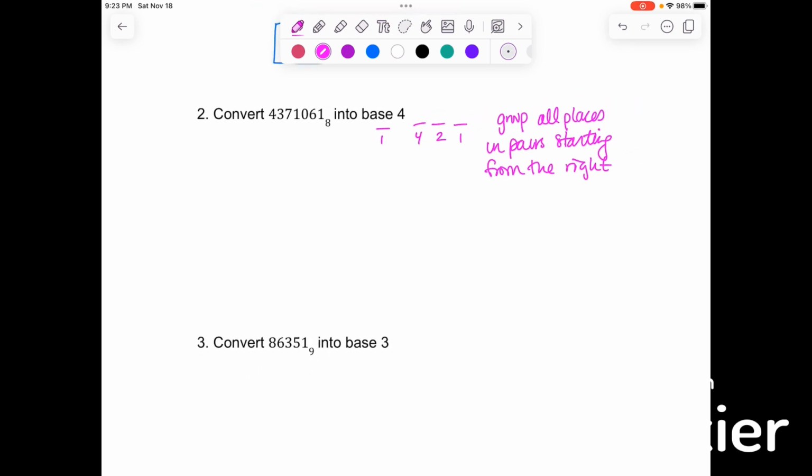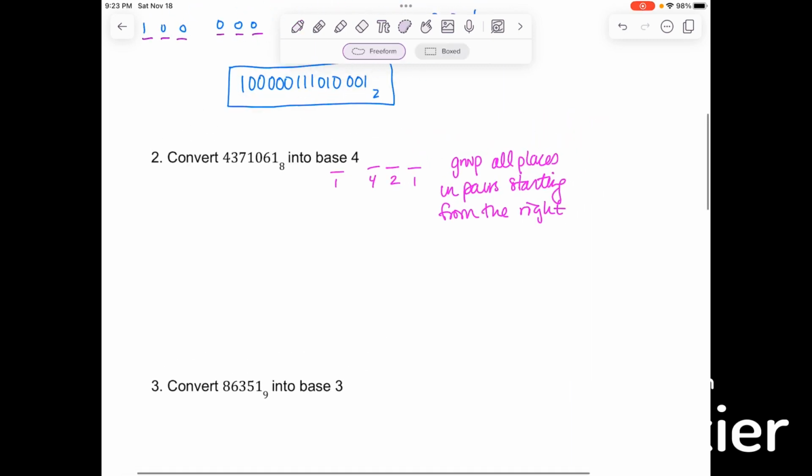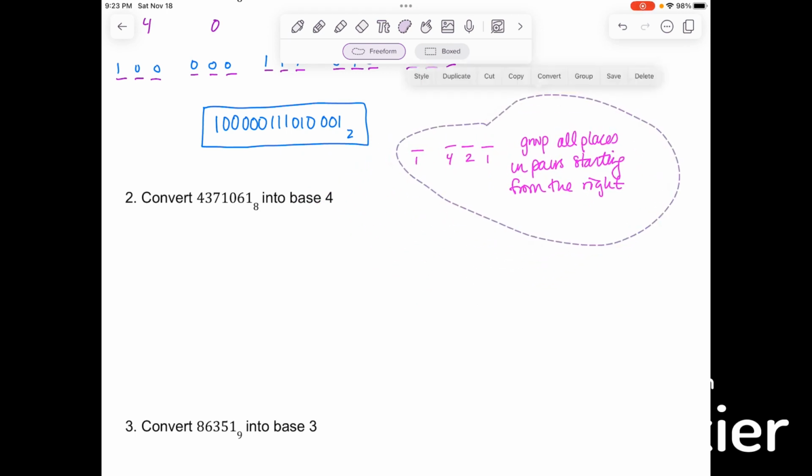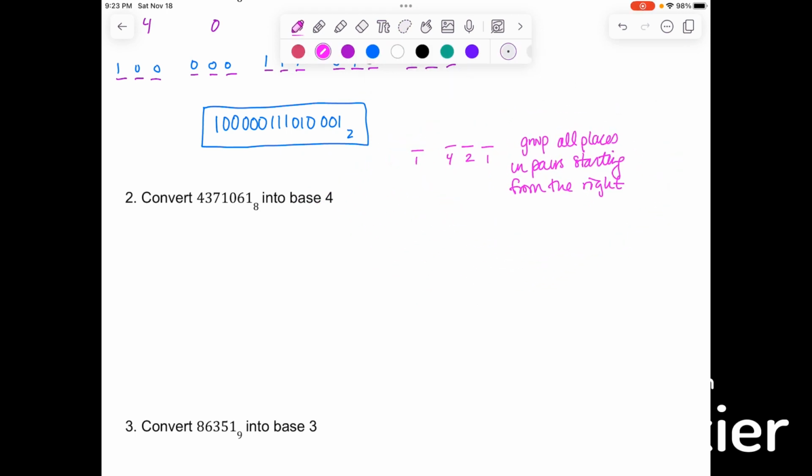And so since an 8 is 3 spaces in base 2, a 4 is equivalent to 2 spaces in base 2. So we can essentially take these values and just pair them all up. It's pretty cool how it works. All right, so let's first space out this number. So I have the 4, 3, 7, 1, 0, 6, 1. And I'm going to replace every singular digit with 3 digits.